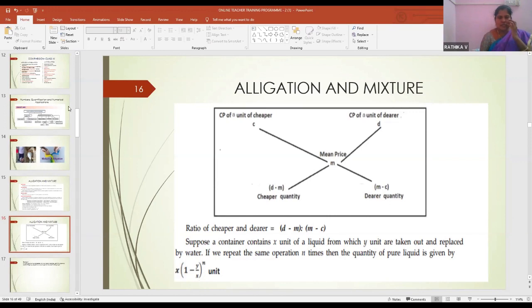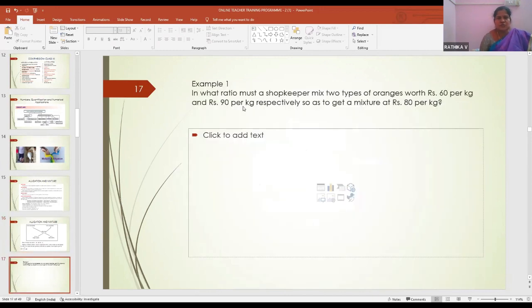This is the formula. So we have only two formulas. The first formula: the ratio of cheaper and dearer, which is D minus M is to M minus C. The second formula: totally you have X quantity, from which you are removing Y units of the liquid. How many times you remove and add water, that number of times we use as N. Based on these two formulas, we are going to see the sums. So the first question is a direct question.